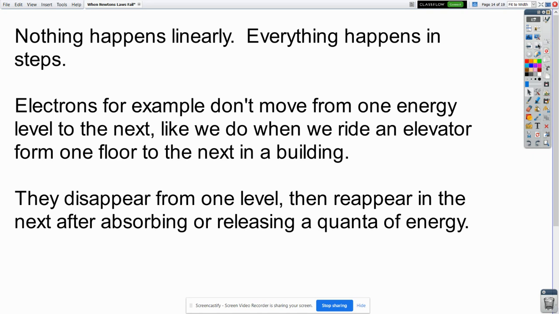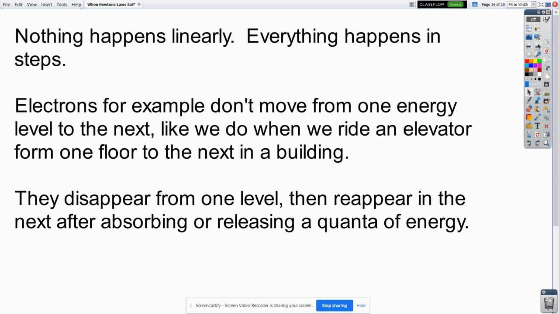Electrons move through energy levels very differently. They don't climb those levels, they simply disappear from one level and reappear in another level, never existing in between. Again, that's the quantum world.